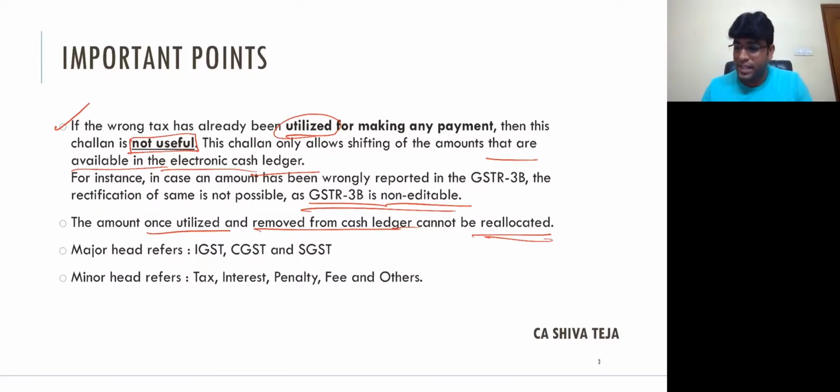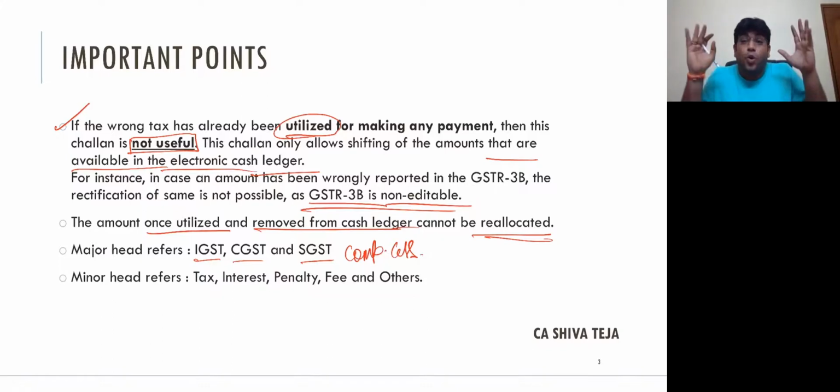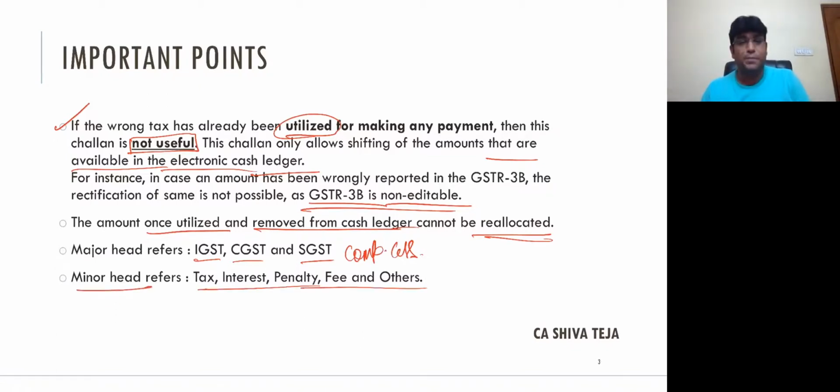Next, major heads are what? IGST, CGST, SGST. There can also be GST compensation cess. Makes sense, especially for those cases like tobacco products, motor car, where government is charging GST compensation cess, where that amount is being utilized by the government in order to compensate the states who have lost revenue on account of introduction of GST. And minor head refers to what? Tax, interest, penalty, fees, and others.